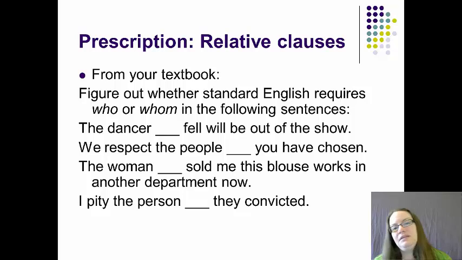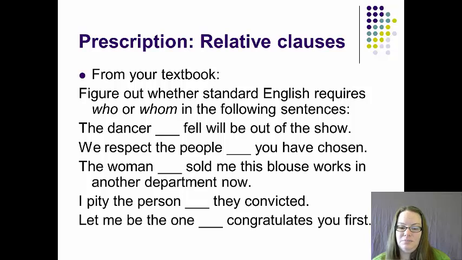"I pity the person whom they convicted." Okay. "I pity the person who they convicted." Let's see if I can leave one out there. "I pity the person they convicted." Yep, I can leave that one out. So the correct prescriptive answer is whom. "Let me be the one blank congratulates you first." In this case, it must stay in, which means that it's replacing the subject, and so should be the relative pronoun who.